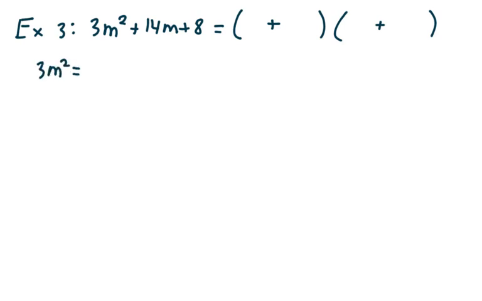3m squared is 3m times m. So you notice I'm factoring the first term. 8 can only be written as 8 times 1 and 4 times 2. That's it. And you want to pay attention to the coefficient of that middle term. That's important, and I'll explain why in a second.